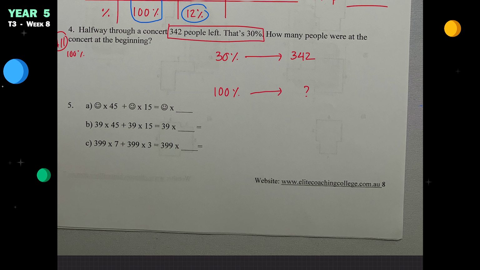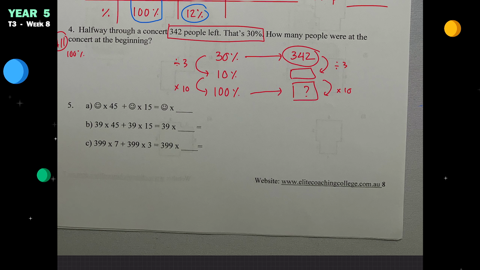To do that, I'm going to do double jumps because one jump is not going to work. So from 30 to 100, maybe I'll go 30 to 10 first. 30 to 10, I can just divide it by 3. And then from 10 to 100, I'm going to times it by 10. Do the same thing over here. Divide it by 3, and then times it by 10. And you will get the answer. So divide it by 3 first, get an answer, and then take that answer and multiply by 10 and get the final answer with 100%. Okay, you can do that.